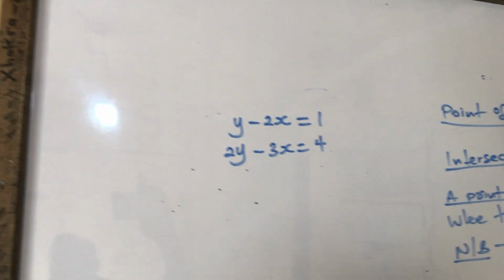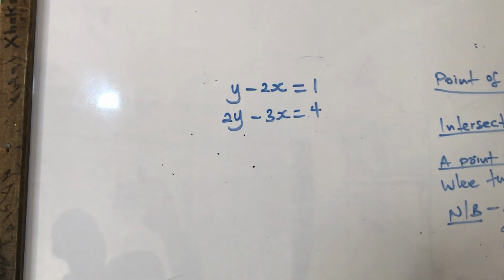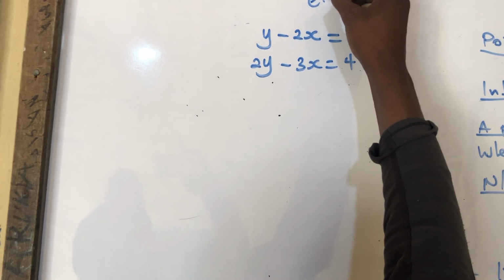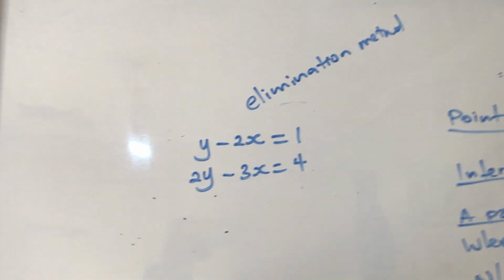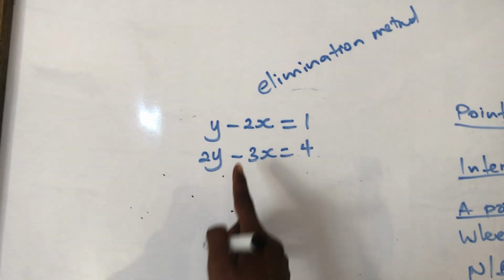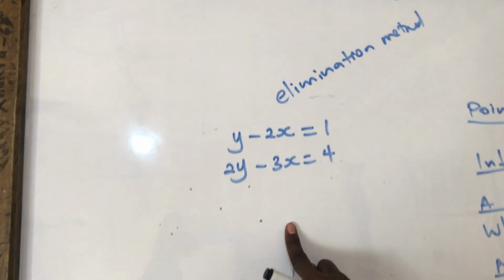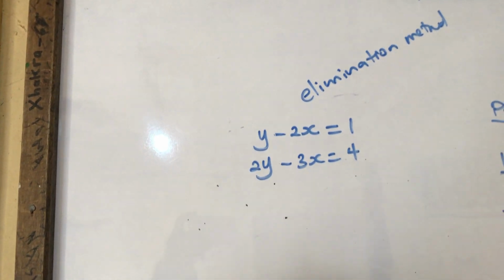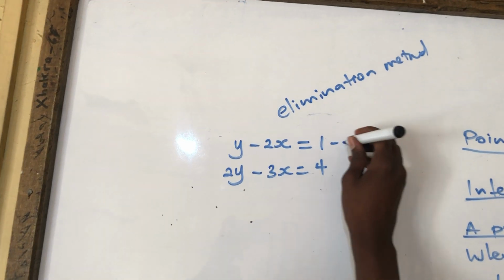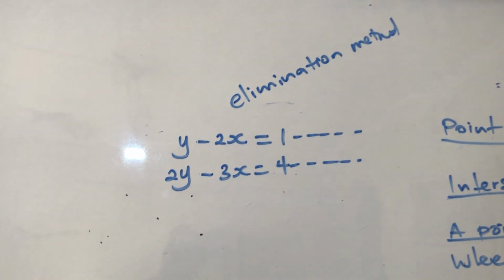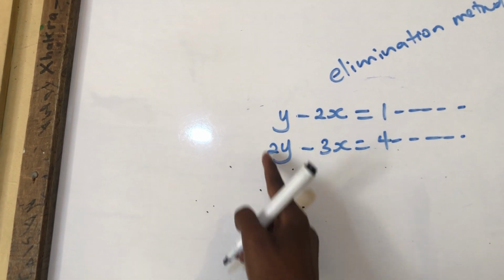There are a number of methods of solving simultaneous equations, but in this particular case, I'm going to use a method we refer to as the elimination method. When using this method to solve simultaneous equations, a student is required to either start by making the values of y the same or the values of x the same. In this particular case, I'll want to start by making the values of y the same. How do we make the values of y the same? I will swap the coefficients.